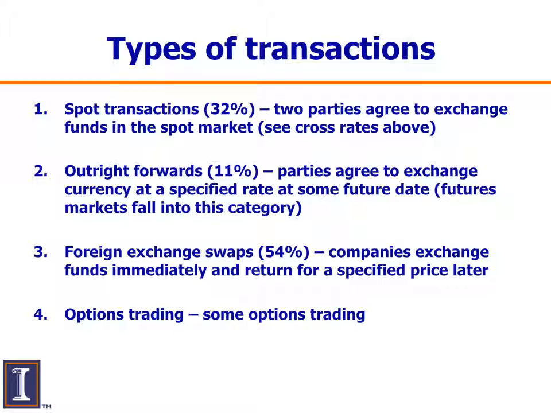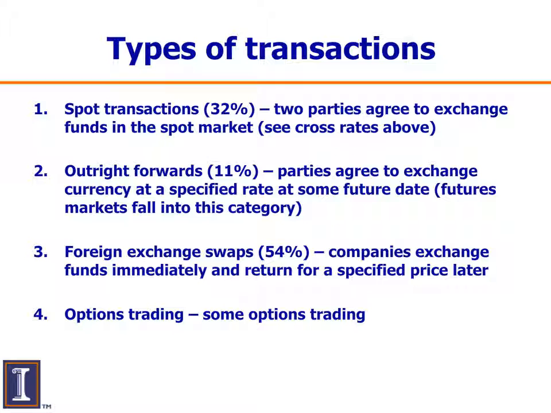Spot transactions are where two parties agree to exchange in the spot market, and that would be at the cross rates given above. 32% of the transactions occur at that level. Outright forwards, parties agree to exchange currency at a specific rate, some future date, 11%, and then there's also foreign exchange swaps.